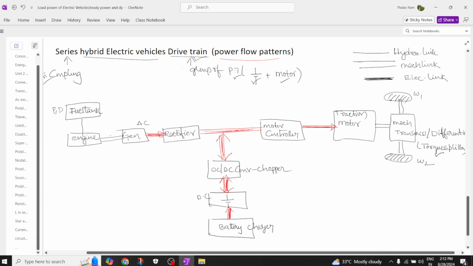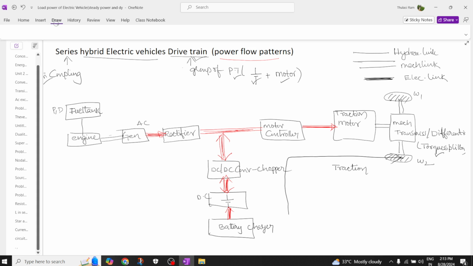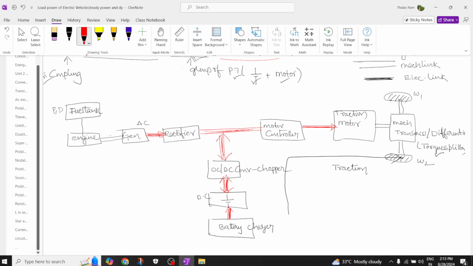Now let us try to see the power flow, and here we are going to show the dark color lines. These dark color lines are nothing but traction. So when you move from one place to another place, this is the direction of traction movement. And one more color we are showing is the regenerative braking, and we are going to show it as a dotted line. Okay, so you can see this dotted line.